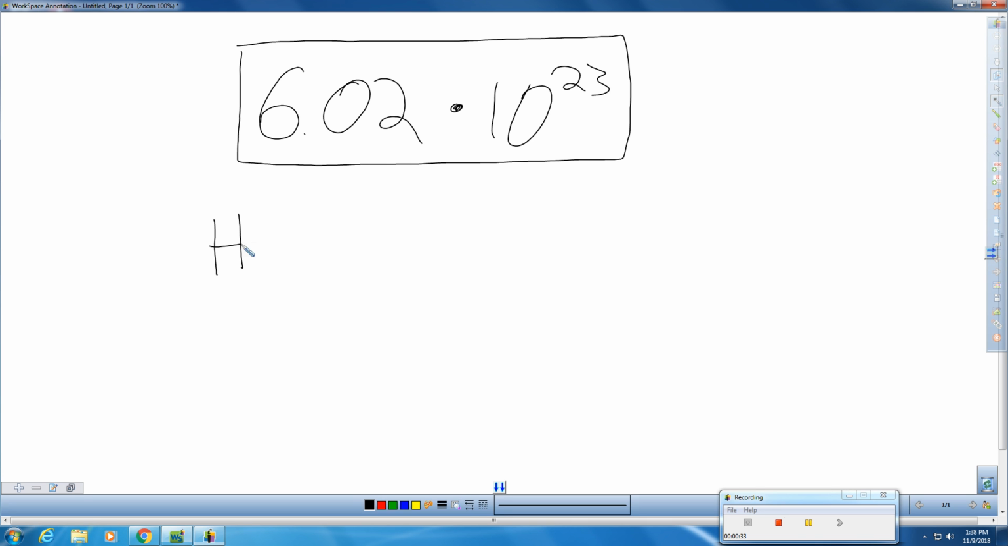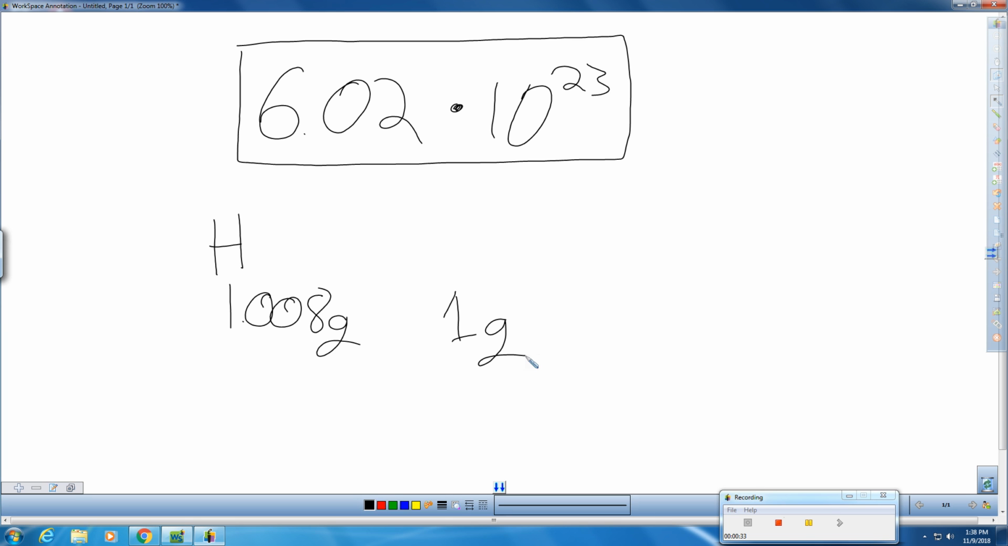So if we have 1 mole of hydrogen, I have 1.008 grams. And if I get rid of all my other isotopes, if I have just the regular isotope, 1 proton, 1 electron, it would be 1 gram. 1 mole is 1 gram for hydrogen.